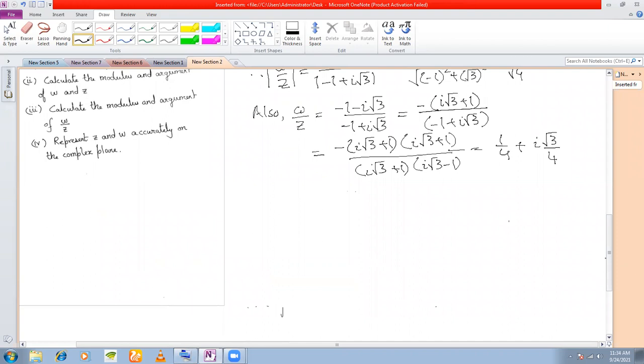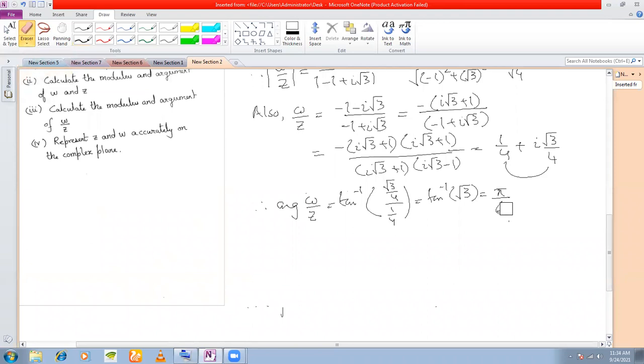Now you want to find the argument of this complex number. If you see, x and y both are positive, so directly you can find the argument. Therefore, argument of omega by z is equal to tan inverse of root 3 by 4 divided by 1 by 4, which is equal to tan inverse root 3. And tan inverse root 3, we all know, is pi by 3. That's it. So I'll stop here then.